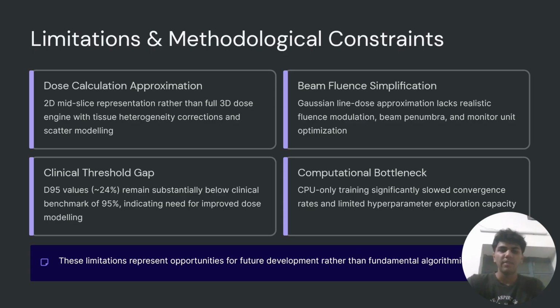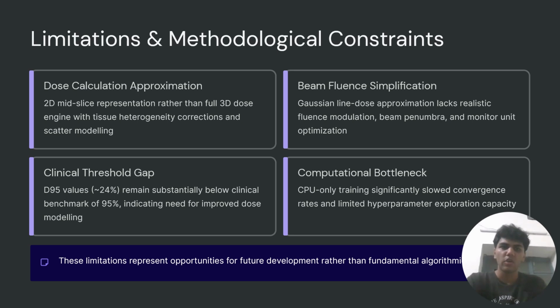Third, as I mentioned, the clinical gap in D95. Our D95 is around 24%, which is well below the clinical benchmark. The system learns where to aim, but the underlying dose model limits absolute performance. But since our model's inherent aim was beam angle optimization, as it says in the title, the focus was on tumor coverage, and the system learns where to aim for the tumor.